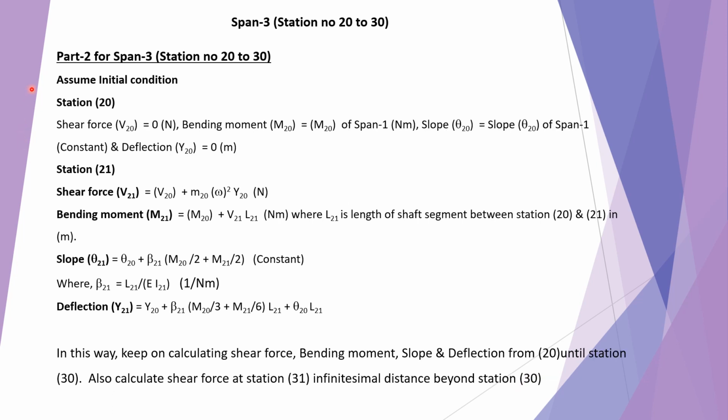Now part 2 for span number 3. Assume initial condition station number 20: shear force V20 is 0, bending moment M20 is equal to M20 of span 2. It should not be span 1; by mistake it is written 1, it should be 2. Slope theta 20 is equal to slope theta 20 of span 2, it should be span 2. Deflection y20 is 0 as deflection y20 of span 2 is also 0.